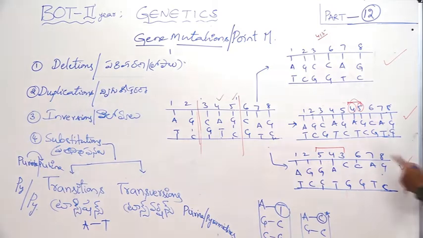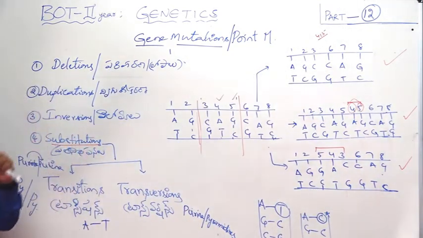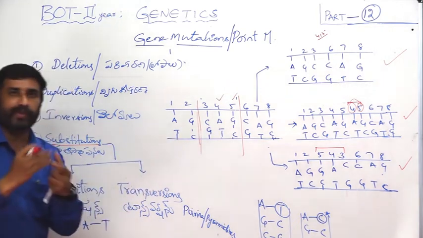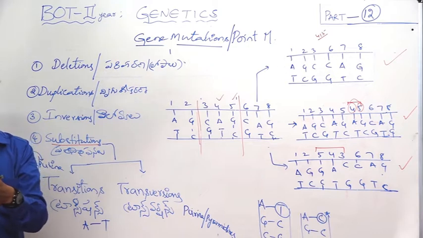This also leads to mutations. Then the fourth category is substitutions. So here, in case of any gene, you will find the nucleotides, and these nucleotides are of purine and pyrimidine types.